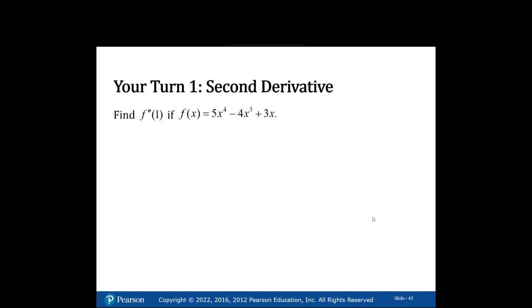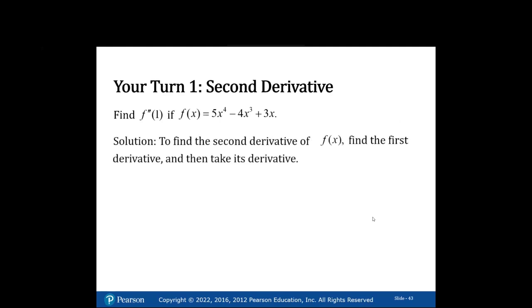So we're going to take the second derivative of this polynomial. So first we find the first derivative, and then once we've found the first derivative, we're going to take the derivative a second time. So f prime is 20x cubed minus 12x squared plus 3. Now we're just going to take the derivative again, and we get 60x squared minus 24x. And you could see we could keep doing this until we get to 0.